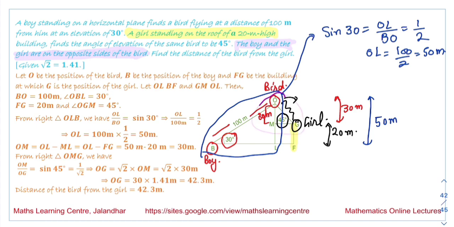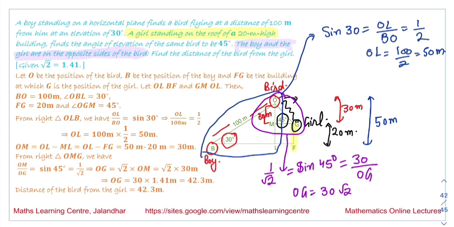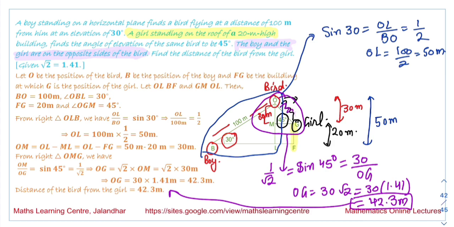Now if we consider triangle OMG, in this triangle sine of 45 degrees is equal to perpendicular over hypotenuse. Sine of 45 is 1 by root 2. So we get that the value of OG is 30 root 2, which is 30 into 1.41, and the answer is 42.3 meters. This is the distance between the bird and the girl.